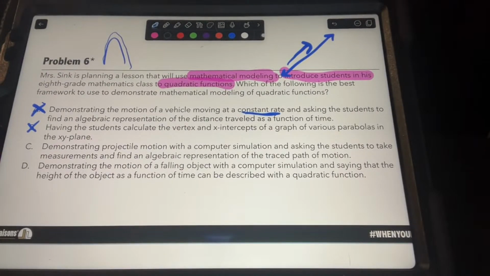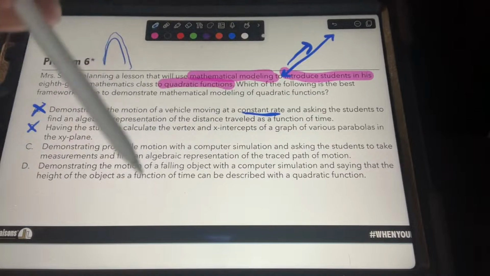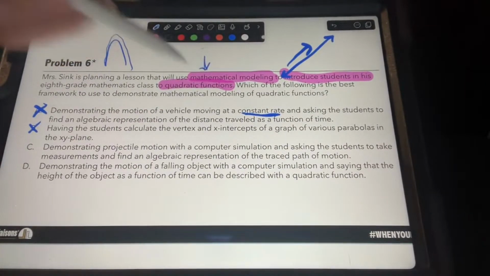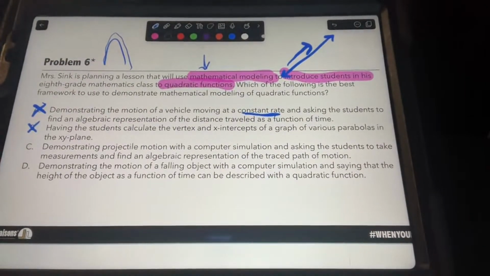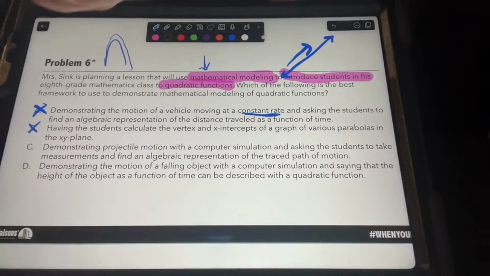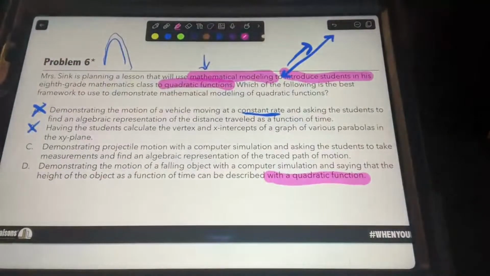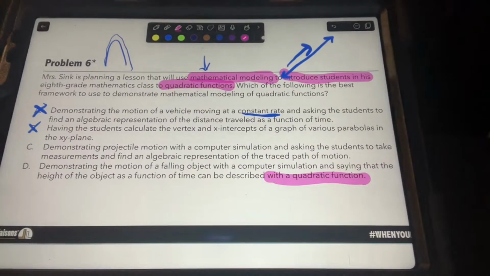Demonstrating projectile motion with a computer simulation, or demonstrating the motion of a falling object with a computer simulation. So these are both computer simulations, which is mathematical modeling. Which of these is going to be a quadratic function? Y'all, look at this. Probably the one that says quadratic function.